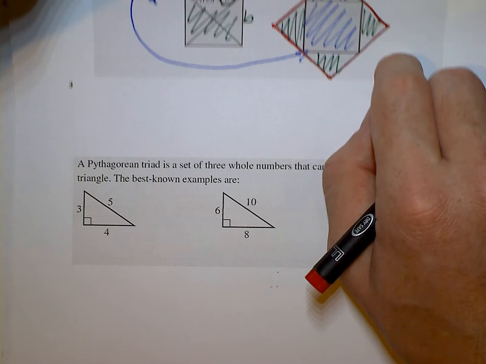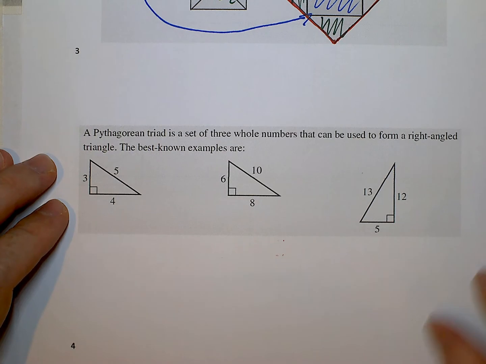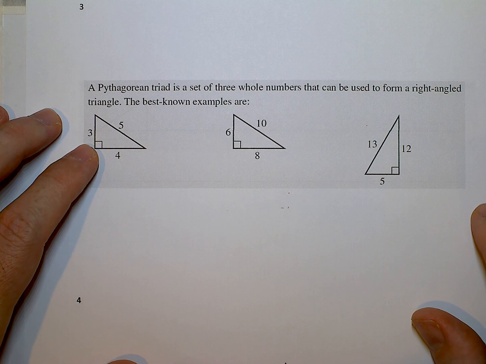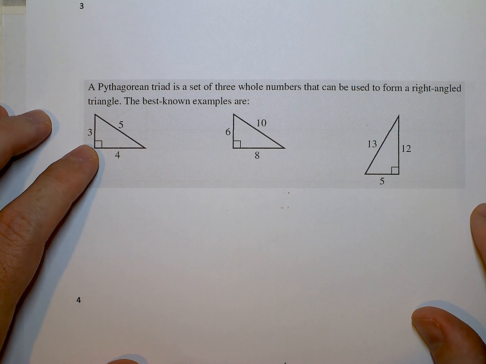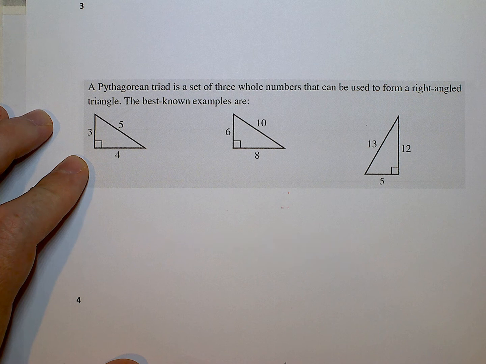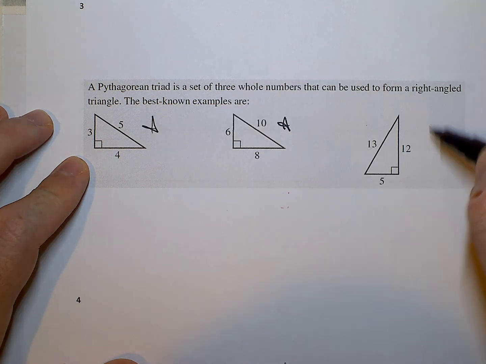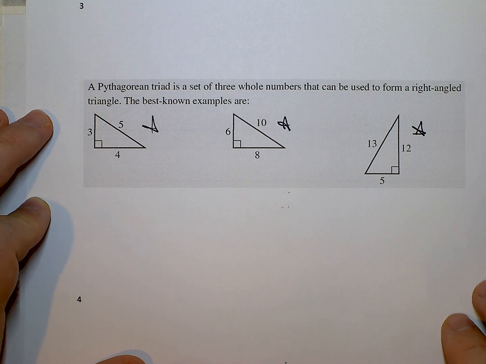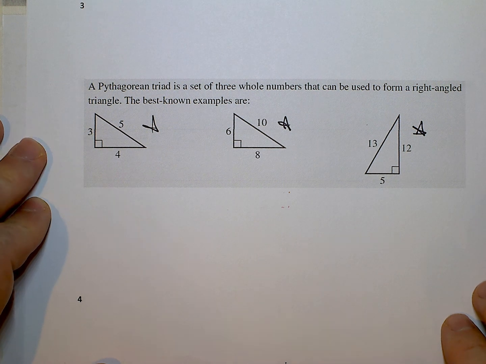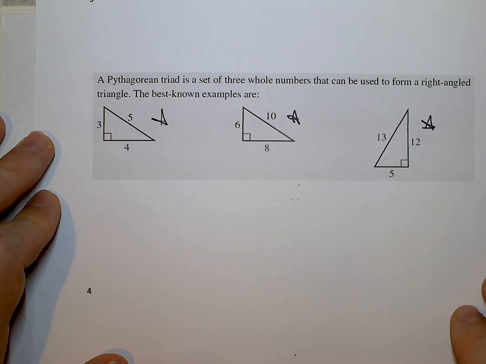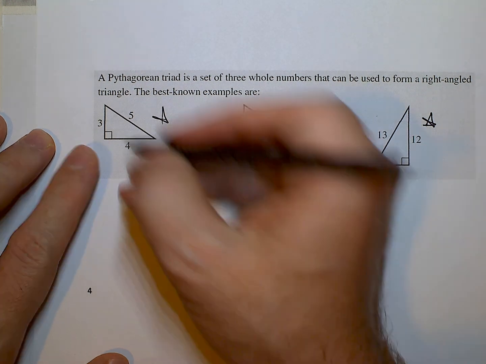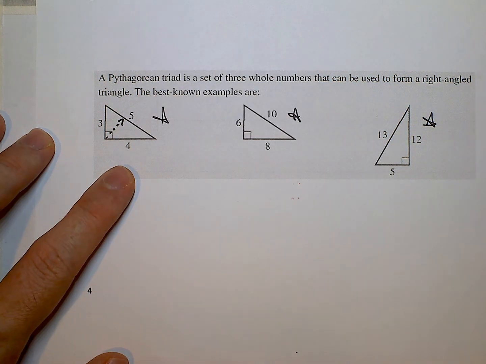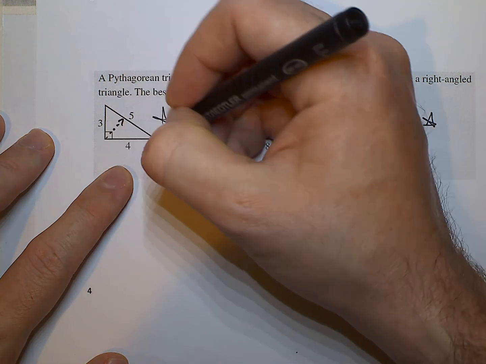Before we start doing examples, these are Pythagorean triads. It is a set of whole number triangles that can be used to form right angle triangles. These are the best known examples, and they just keep appearing over and over again. We can prove Pythagoras' theorem is true with these right angle triangles, and because they use whole numbers, they work very well. Let's take this one for instance. This side, this 5, is opposite our right angle, so this must be our hypotenuse.